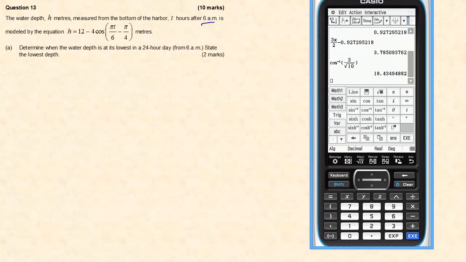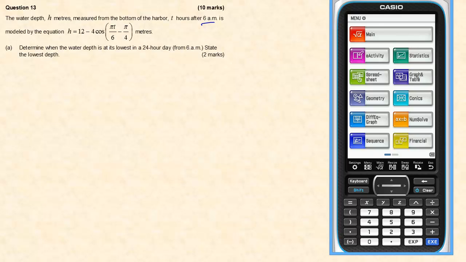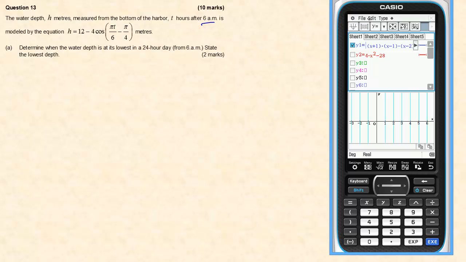Now, a lot of the parts of this question may seem difficult, but remember, this is calculator assumed, and we can use all of the features of the calculator to help. So let's go to Graph and Table, and let's put this function in. Now we need to make sure we're in radians here.